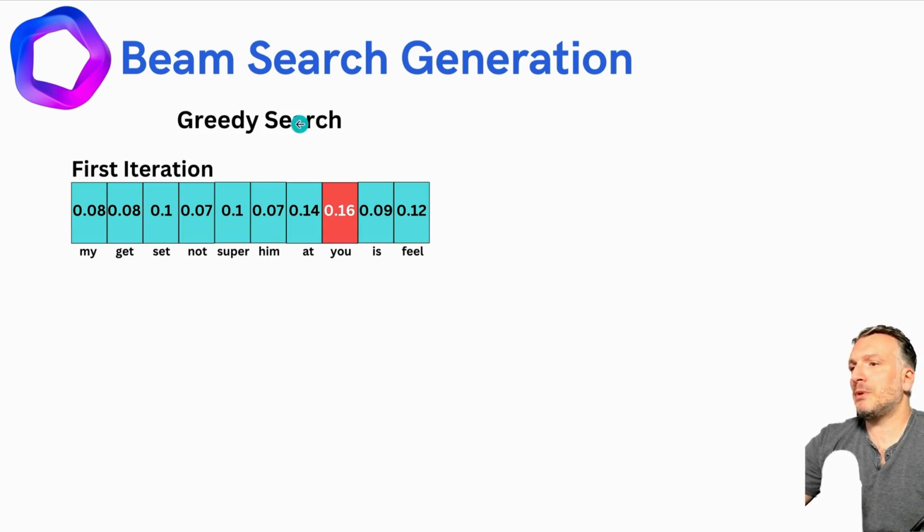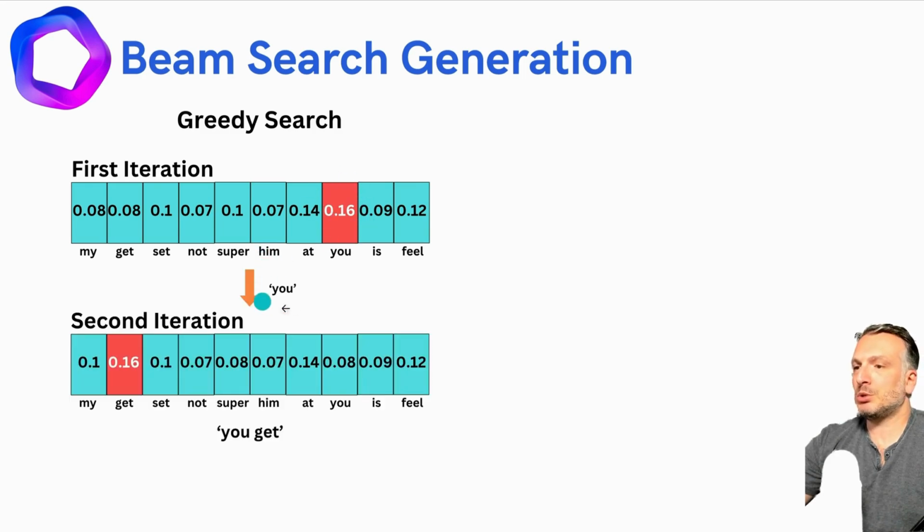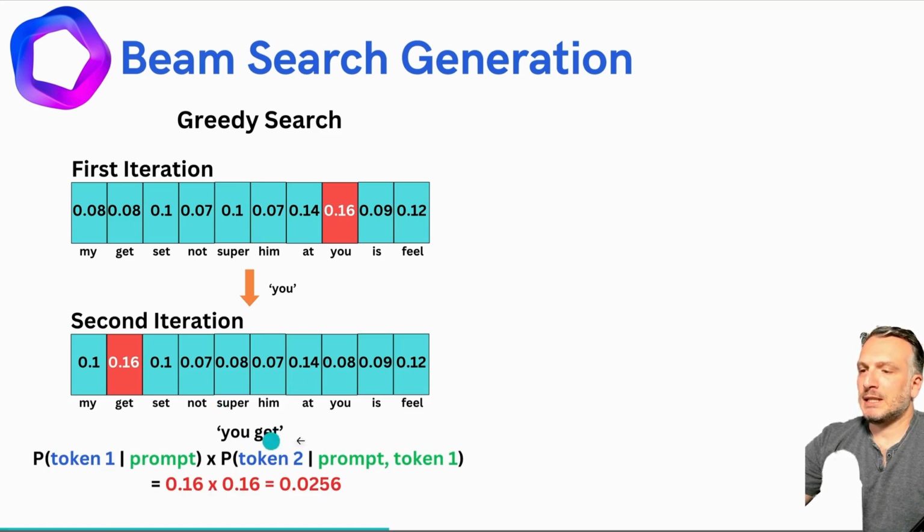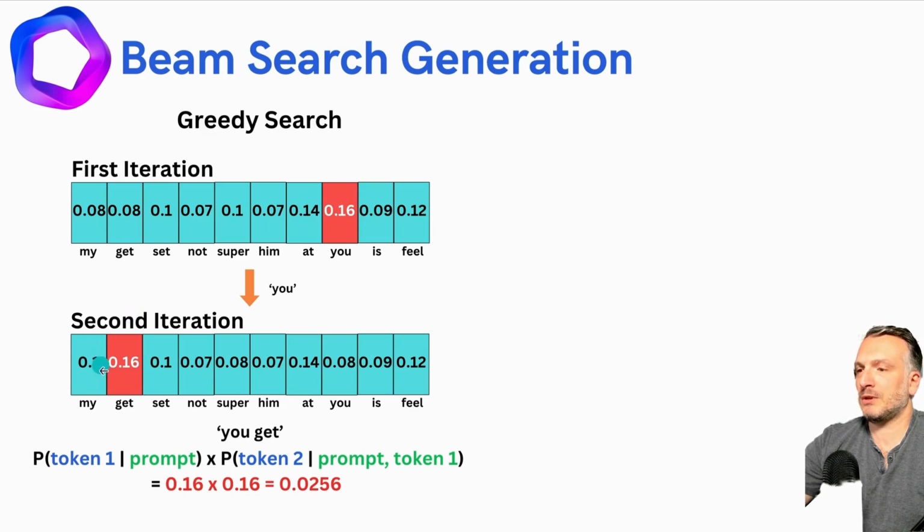Let's imagine that we first perform a greedy search. In the first iteration, the model is predicting this vector of probabilities. If I use greedy search, I will use "you" as the next token because it has the highest probability. So I pass "you" to the model, and in the second iteration, the model generates a different probability vector. But this time the word with the highest probability is the word "get". If I apply the greedy search, I will get the sentence "you get". The probability of generating the first token times the probability of generating the second token is equal to 0.16 times 0.16, which are the two values at those two iterations. This gives me a value of 0.0256. This is just a value, and we're going to come back to it in a second.